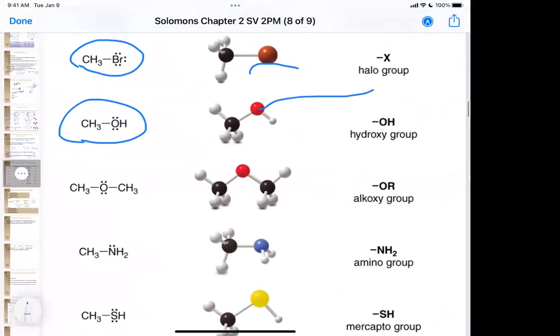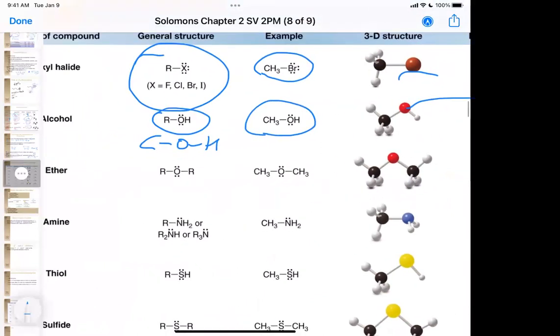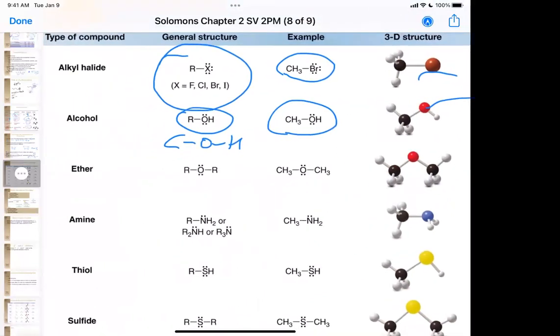And we call that the hydroxyl group. Hy for hydrogen, ox for oxygen, hydroxyl group. All right. If we change that just a little bit, and instead of having that carbon, oxygen, hydrogen bond, we change it to a carbon, oxygen, carbon bond.